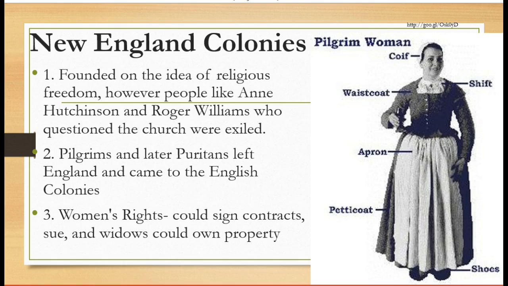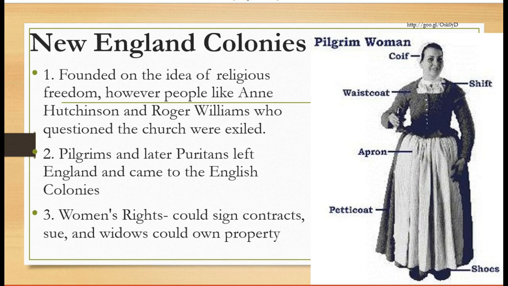Anne Hutchinson specifically was a woman who was doing preaching, and a lot of the men that were in charge of the church weren't really excited about this, and so they ended up accusing her of being a witch, and eventually she gets exiled from the colony.